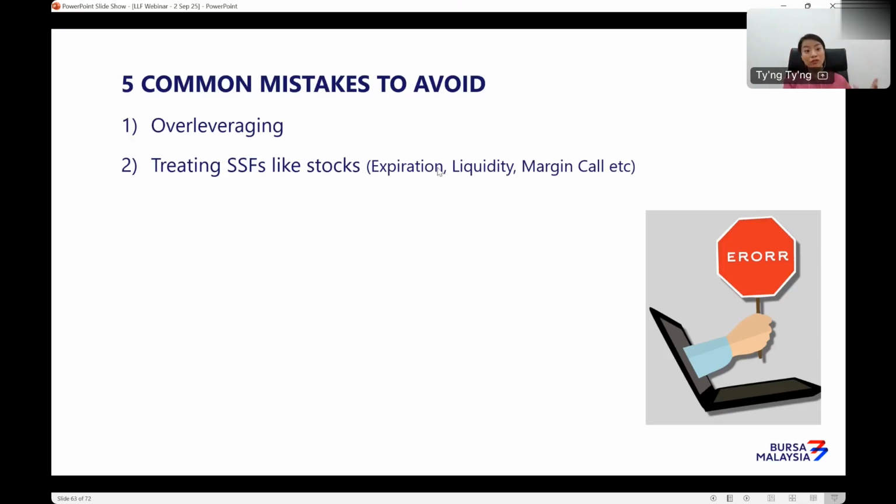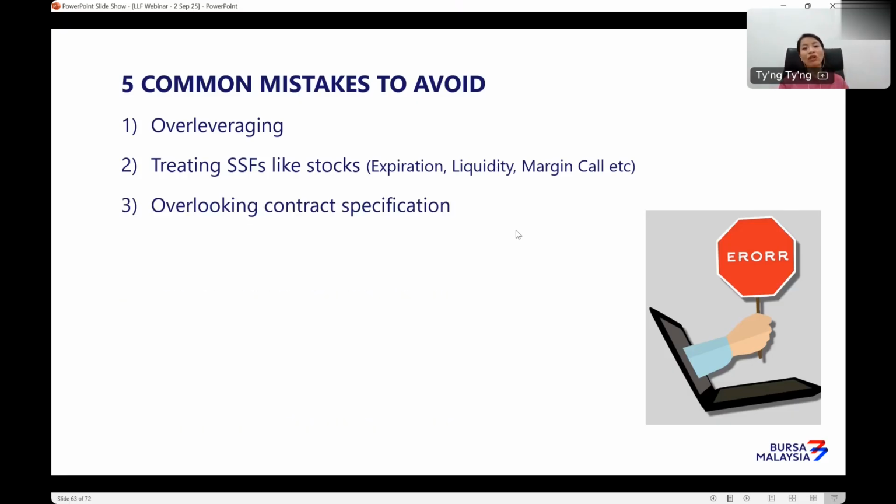Don't forget single stock futures will expire, although you just need to renew to continue your contract, but sometimes you might forget about it because you just thought that it's stocks. Your liquidity, margin call, don't forget, because for single stock futures, you will have a margin call.